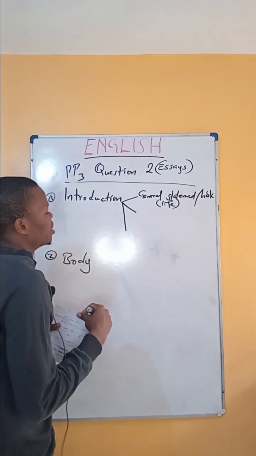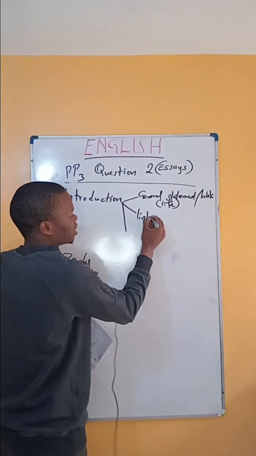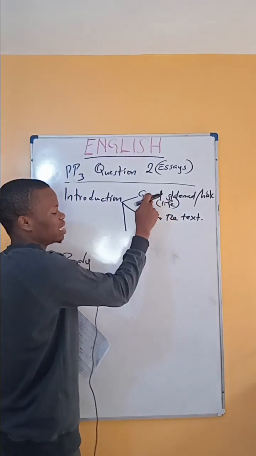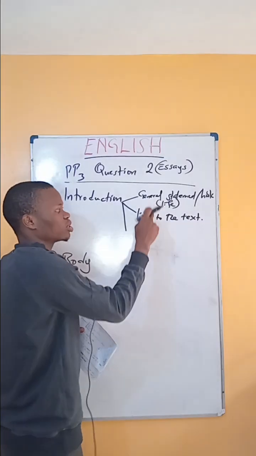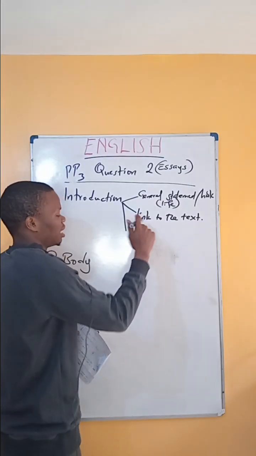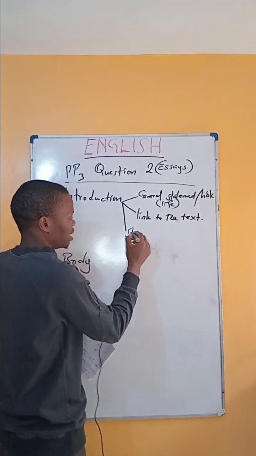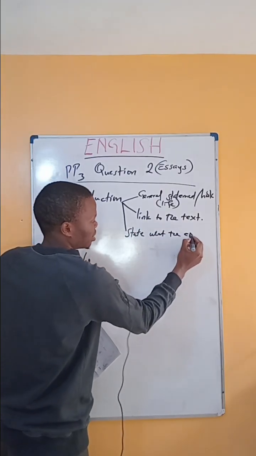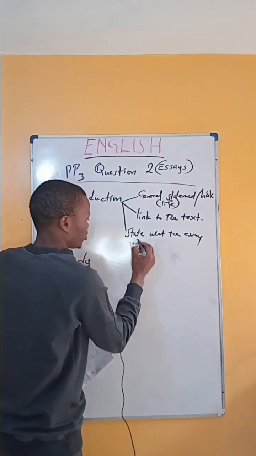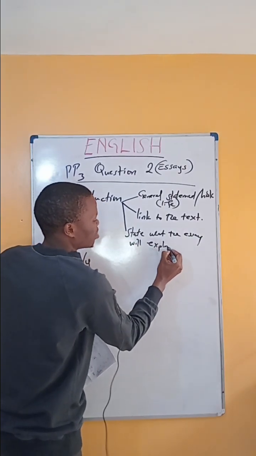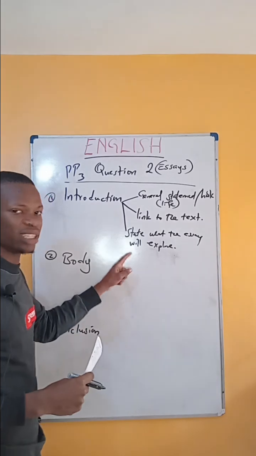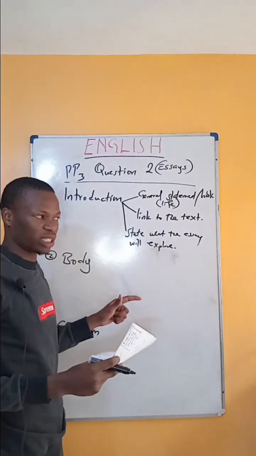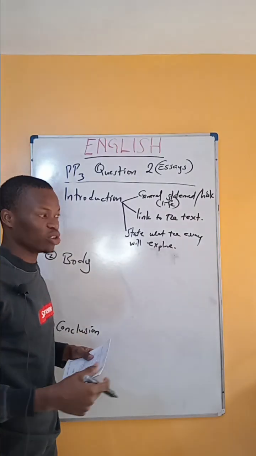Number 2, it has the link to the text. You link this general statement or the hook to the text, which is The Samaritan. And lastly, state what the essay is going to talk about. State what the essay will explore. In a maximum of 5 lines only, the introduction should be done. It should be 5 lines or shorter. So just 5 lines, I think you'll be good to go.